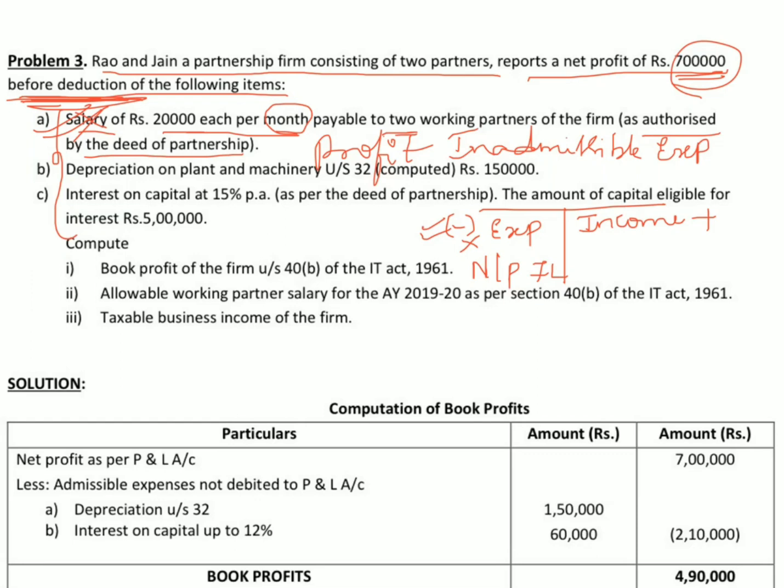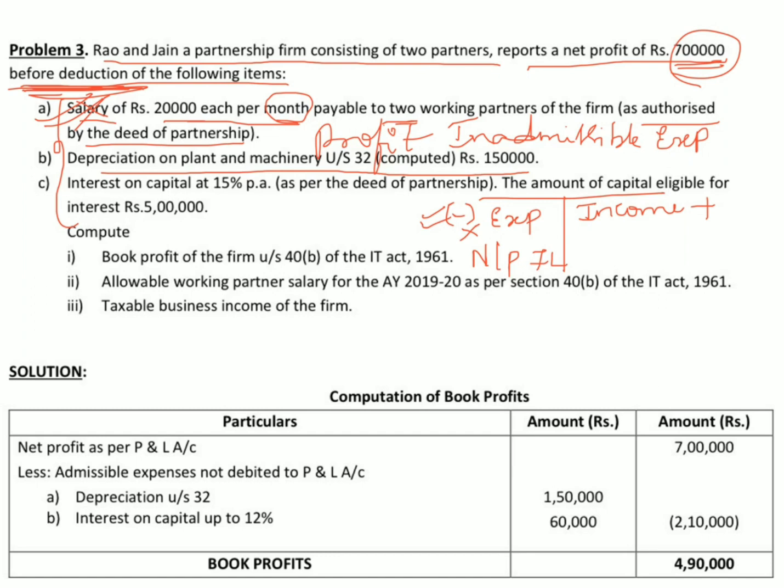So the second point we have here is depreciation on plant and machinery under section 32, computed to rupees 1,50,000. Depreciation is an allowable expense. Since they have not debited it to the profit and loss account, that is, they have not deducted the value, we will deduct the value from the net profit to get the proper book profit.